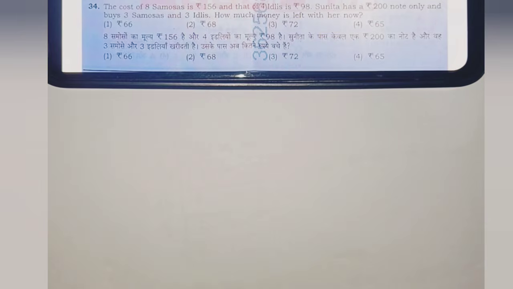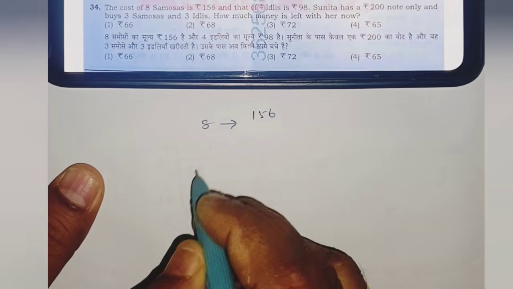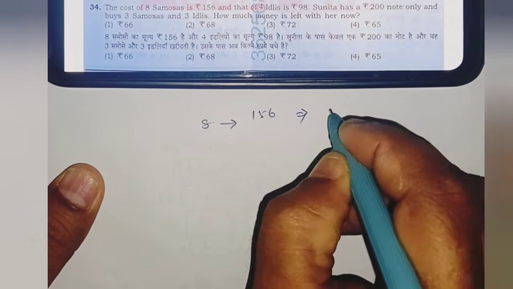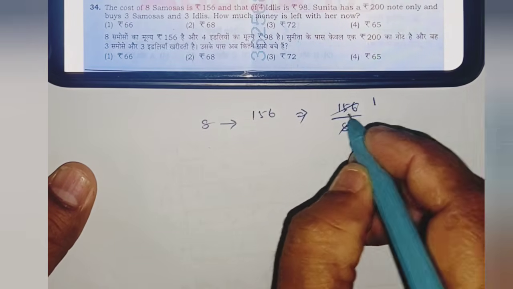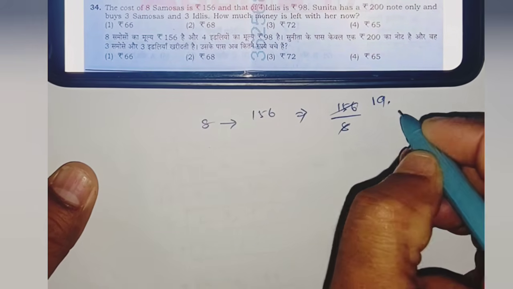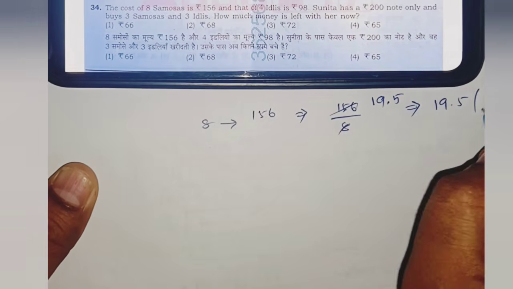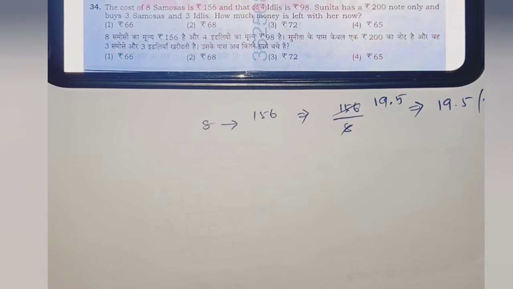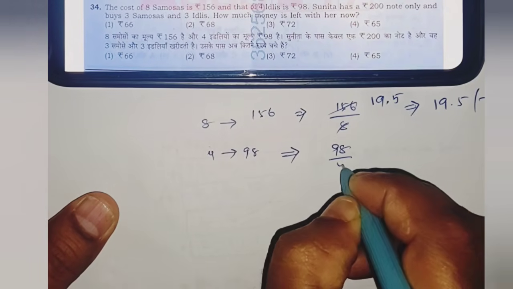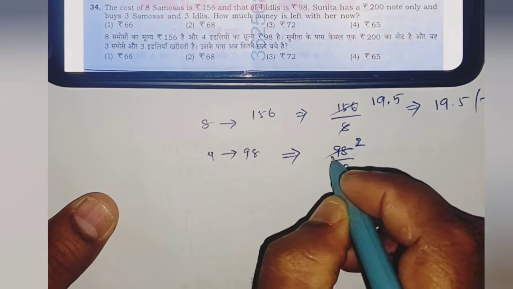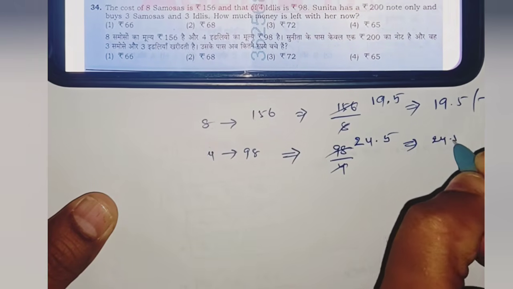In this question they have given the cost of 8 samosas. 8 samosas cost 156. So each samosa costs 156 by 8. 8 1s are 8, 8 9s are 72. We are left with 60, that means 8 7s are 56, each samosa costs 19.5 rupees here. Now 4 idlis cost 98 rupees. Each idli costs 98 by 4, which is 24.5 rupees.